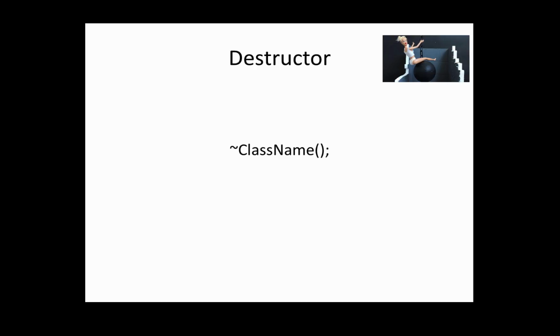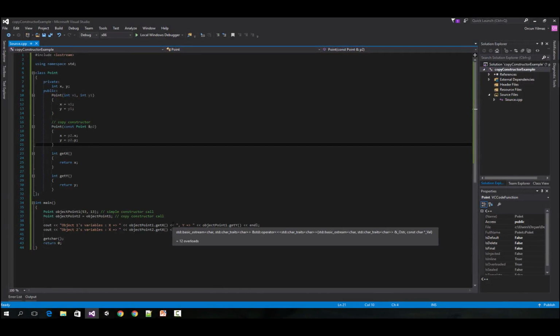A destructor will have the exact same name as the class prefixed with a tilde symbol, and it can neither return a value nor take any parameters. Destructors can be very useful for releasing resources before coming out of the program, like closing files, releasing memory, and so on and so forth. Okay, so as an example, we are going to use the exact same example that we have written for the copy constructors.